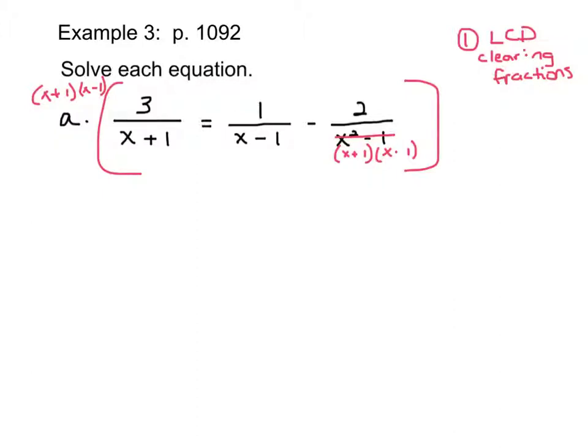So when I multiply by the first one, the x plus 1's will cancel, and I'm just left with 3 times x minus 1. Then when I multiply it to the second one, I still have my x plus 1 here, but my x minus 1's cancel. So I'm going to have x plus 1 times 1.